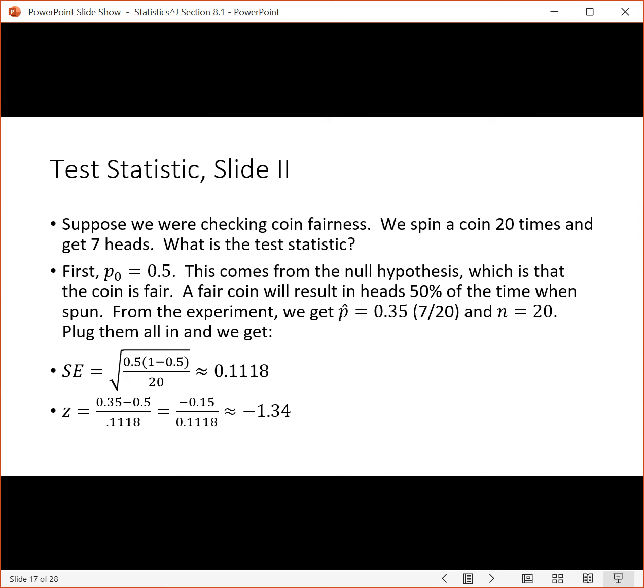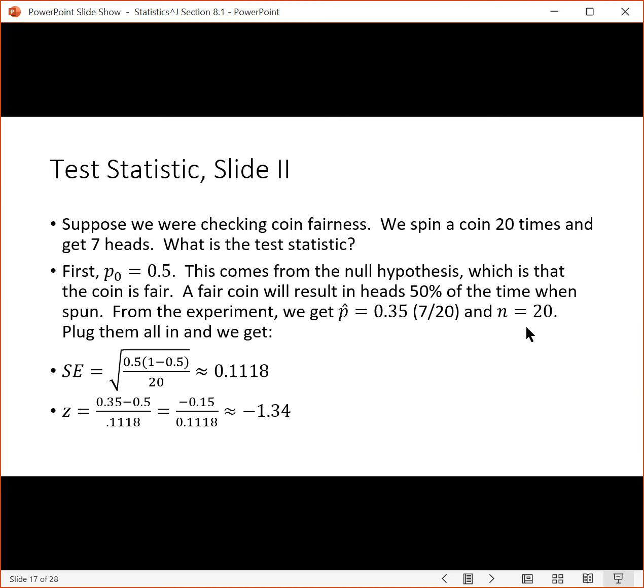So suppose we're checking coin fairness. We spin a coin 20 times and get 7 heads. What would the test statistic be? First, if we're spinning a coin, a fair coin results in heads 50% of the time when you spin it. So p naught would be 0.5. And from the experiment, we got 7 heads out of 20. That proportion would be 0.35. And since we spun the coin 20 times, n equals 20.